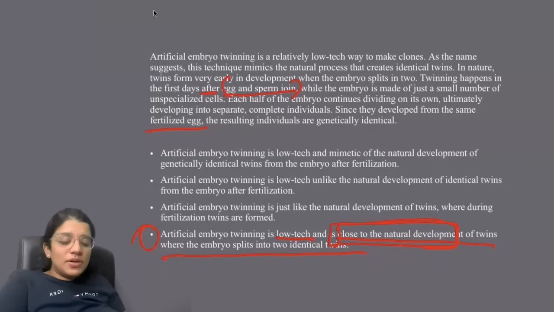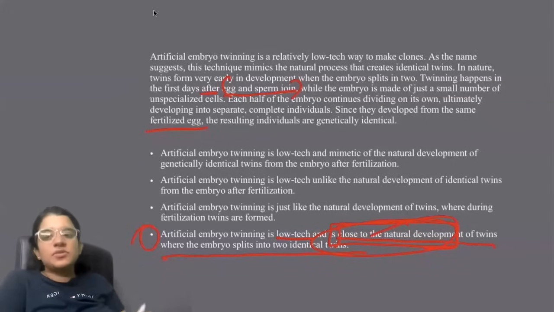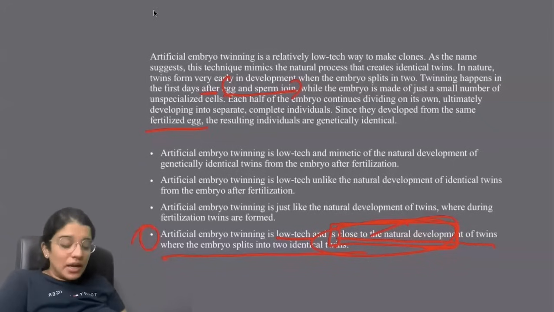What does the paragraph say? That artificial embryo twinning completely mimics the natural process. Mimic means to copy. So when we say that it is close to the natural development, it seems wrong. It sounds wrong. If you have an even better option, then please choose that and not this. So for now, let us just keep it aside and eliminate it.